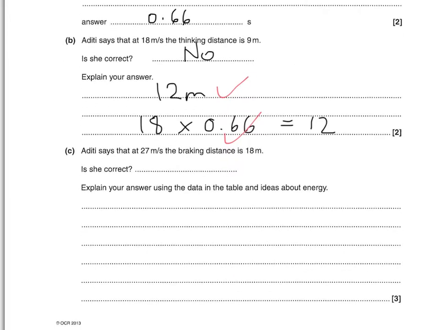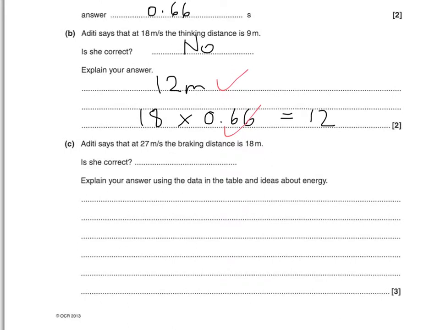Aditi says that at 27 meters per second, the braking distance is 18 meters. Is she correct? So here it's worth 3 marks. So again, no, she isn't correct, but that isn't worth a mark. The marks are for first working out that it's 54 meters that the braking distance would be. And then you can say that for the other 2 marks, doubling the speed quadruples the braking distance for 1 mark, because kinetic energy is proportional, or braking distance is proportional to v squared, the velocity squared. Or you could say that kinetic energy is absorbed whilst braking. If you put that, that also gets you a mark.